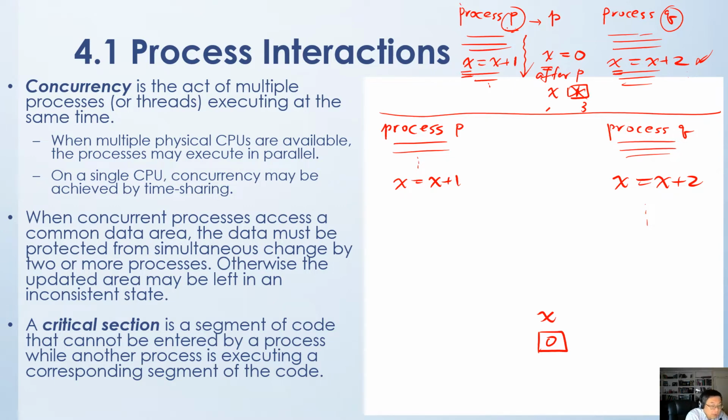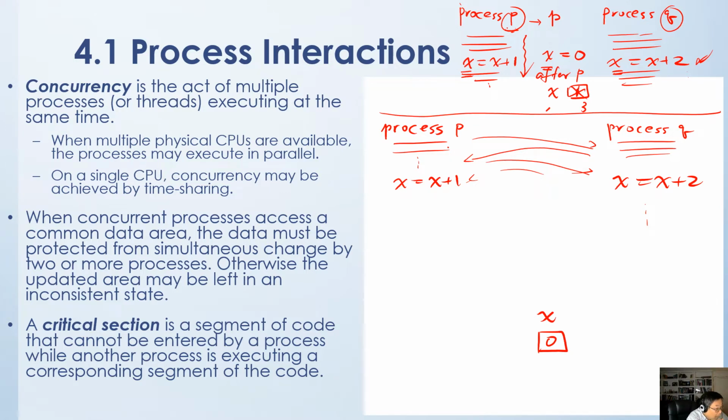That means in the single CPU scenario, time sharing is used. The CPU is going to execute some of the instructions, some of the statements in P, and then switch to Q, and then switch back. So the processes P and Q actually take turns to run. So in that case, what happens?